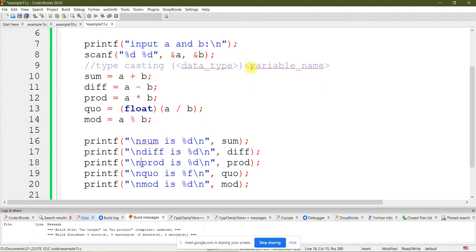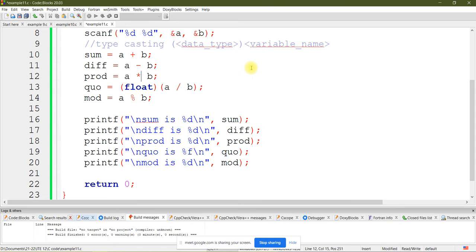Okay, so you cannot do typecasting here. No, it's not possible. You can only typecast on the right side. You cannot typecast the one that receives the value. Right? So, let's try to run that one.